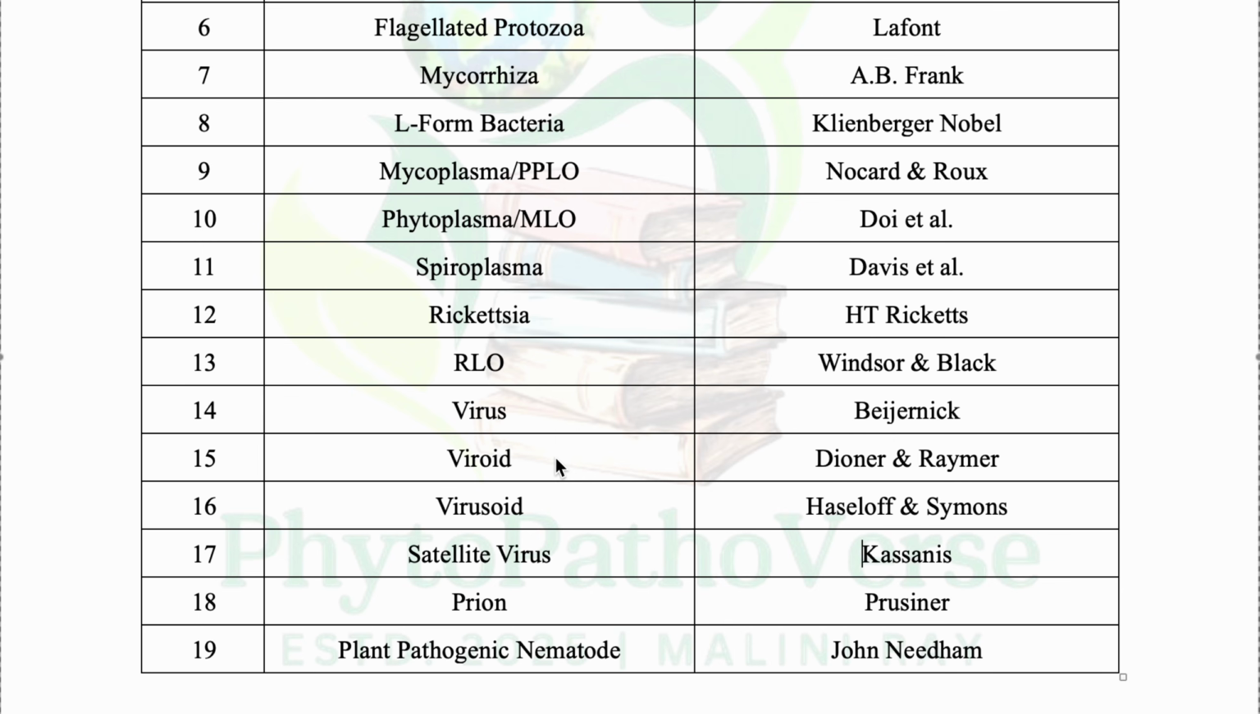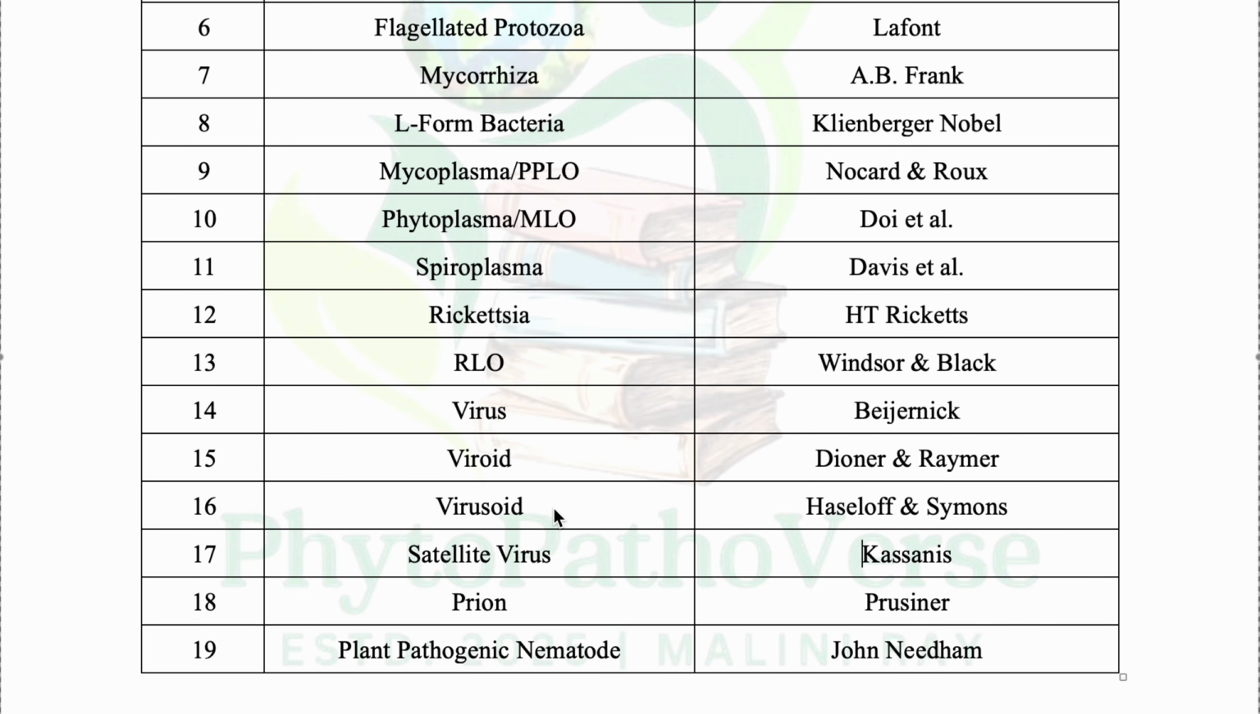Viroid. Now, viroid are what? They don't have the protein coat or capsid that we get to see in virus, right? So viroid was discovered by Diener and Raymer.